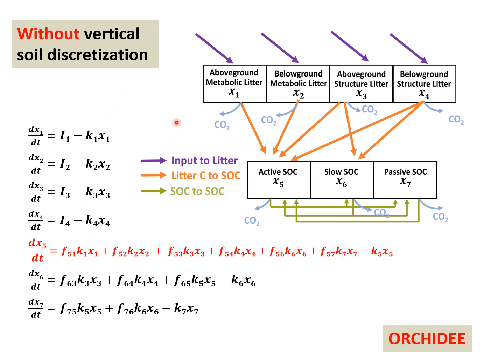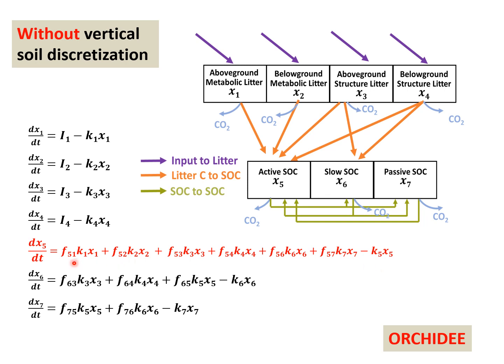So we have here 7 carbon balance equations. The idea is the same as what we have done for the TECO model. We track those arrows that come into and go out of each of the carbon pools. For example, here for the active soil organic carbon pool X5, we have 1, 2, 3, 4, 5, 6 arrows going into this carbon pool. So for the carbon balance equation, we have 5 incoming fluxes.